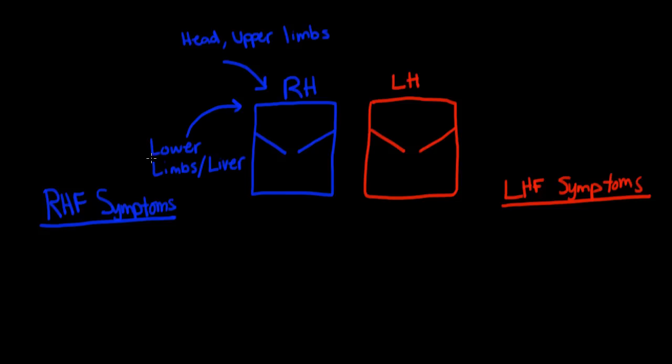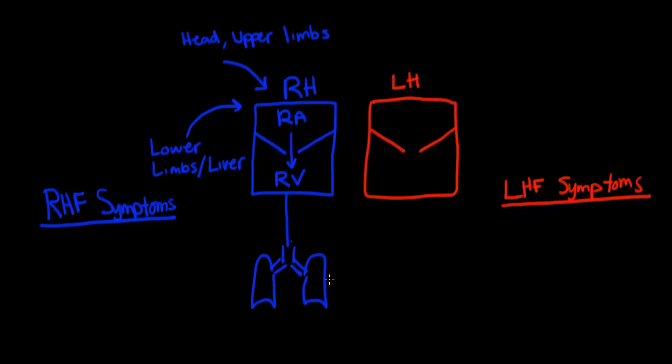So blood is going to come from the lower limbs and the liver and GI system, and the head and upper limbs into the right atrium. And this is deoxygenated blood. That blood is going to then go through the tricuspid valve into the right ventricle. From the right ventricle, blood is going to be pumped out to the lungs, okay? And here are your lungs right here.